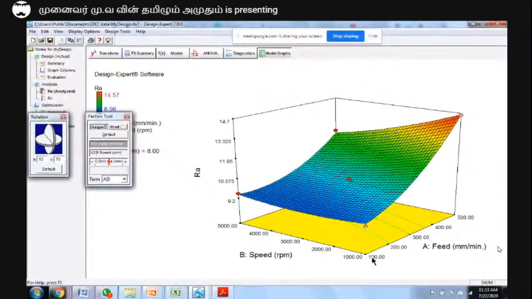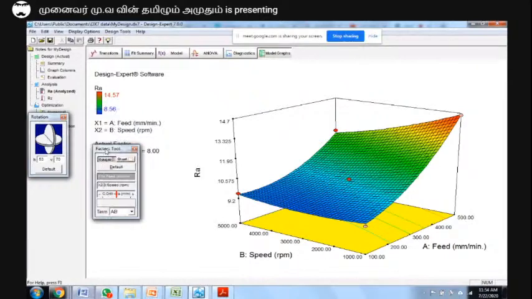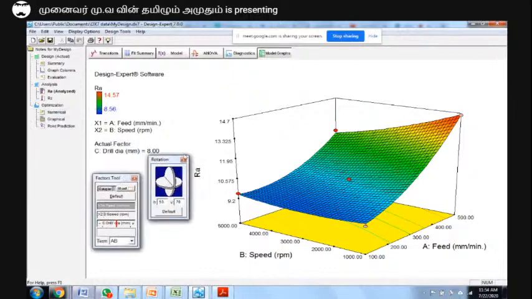As a researcher, we need the RA, that is the average surface roughness, to be minimum. If we are having the input as 1000 and 500, then it won't be minimum. It might be very huge. Therefore, in order to have the minimum RA, it is suggested to have the feed with 100 and speed with 2000. This is what we are inferring from this three-dimensional graph.